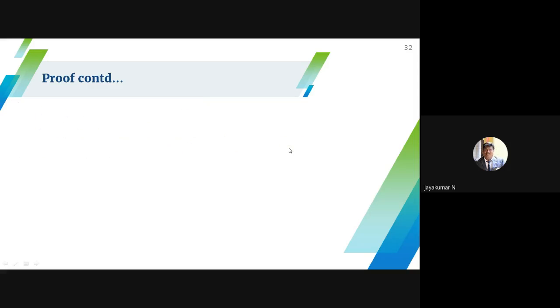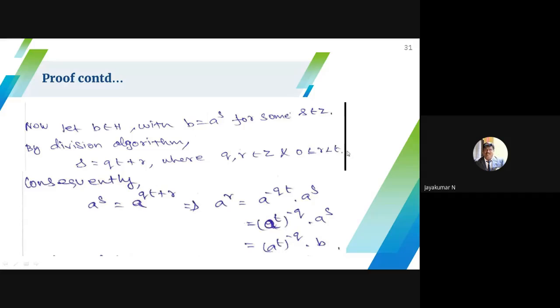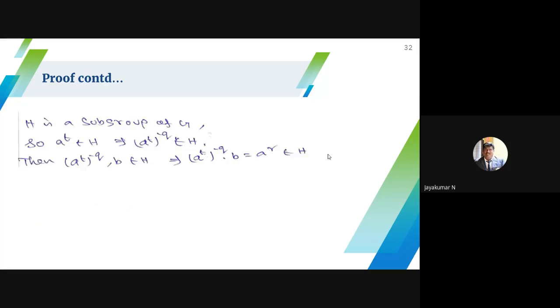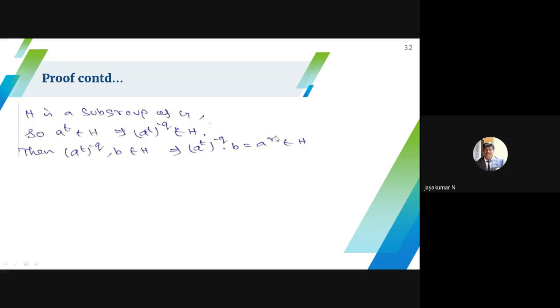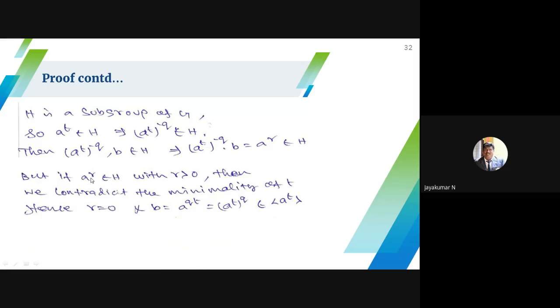Okay, what is the r value? r is less than t. So already we assumed that a^t, where t is the least element in H, but now I have a^r belongs to H, where r is less than t. This is a contradiction. If a^r belongs to H with r greater than 0, then it contradicts the minimality of a^t, because if we choose any element in H, the least power is t, but here I have the power r, which is less than t, and which belongs to H. This is a contradiction, because I got a smaller element compared with t, which belongs to H. Okay, so this is a contradiction.